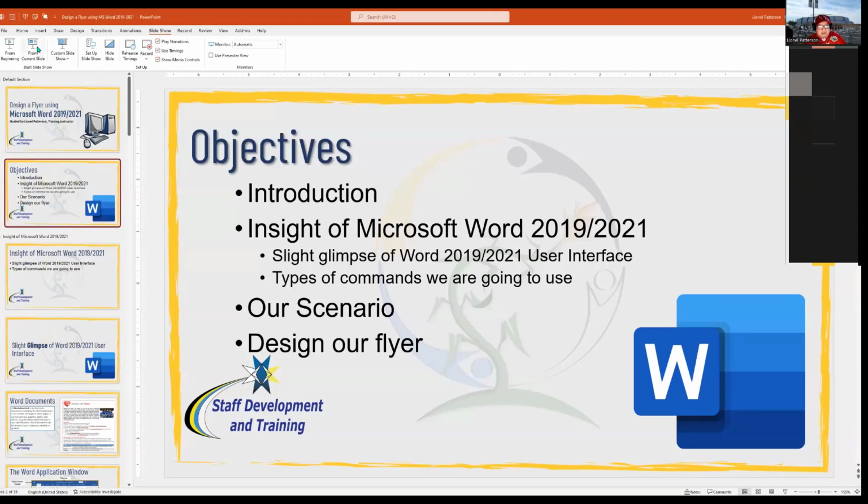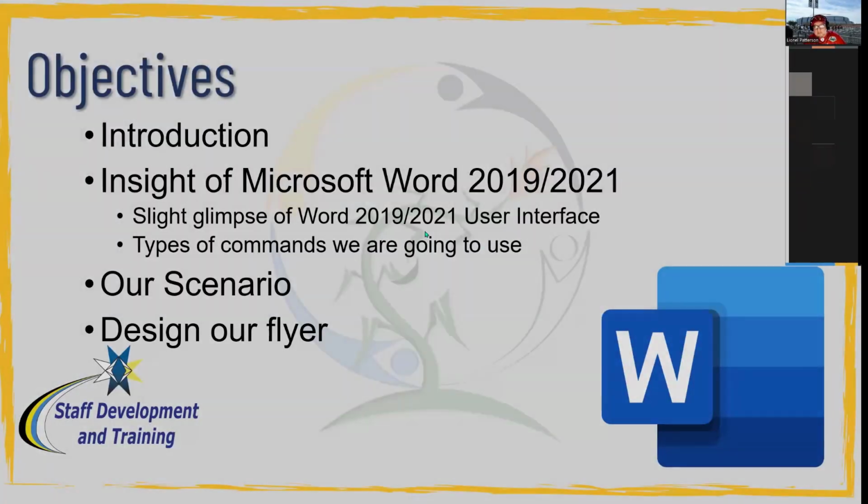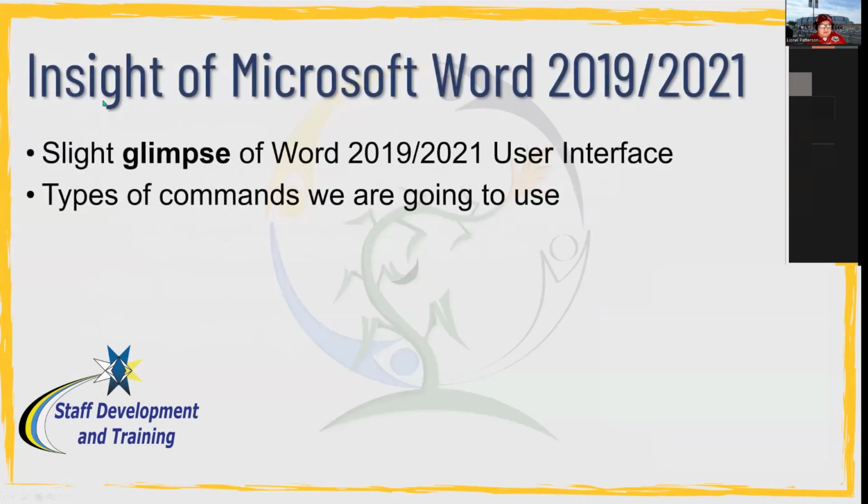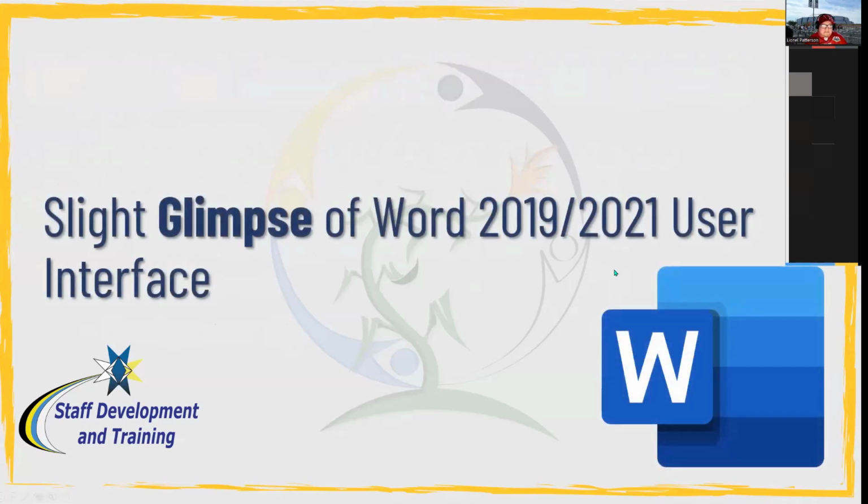Now that we have that out of the way, we'll move on to the next slide. Again, inside of Microsoft Word 2019 and 2021, we'll have a slight glimpse of the user interface and the types of commands that we are going to be using. A slight glimpse means it's just a small preview.